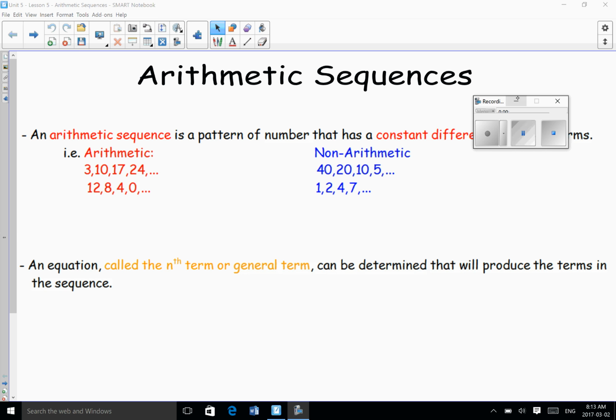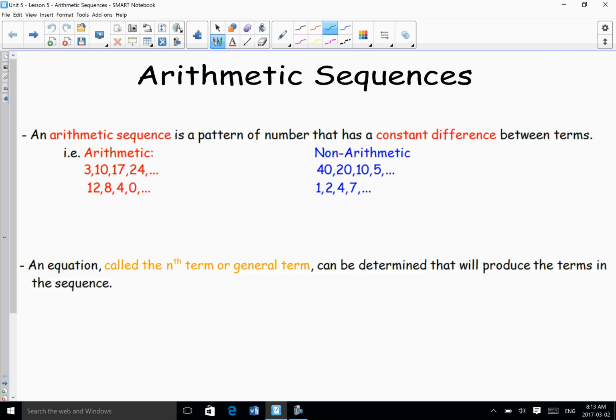In this lesson, we'll be examining patterns that we call arithmetic sequences. The definition for an arithmetic sequence is a pattern of numbers that has a constant difference between terms. So in other words, you're increasing or decreasing by the exact same amount every time, kind of like a linear relationship.